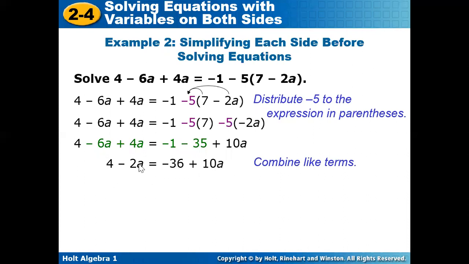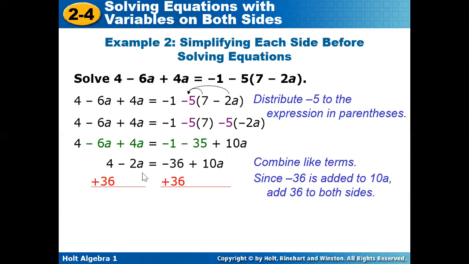We have variables on both sides. So we are going to collect. You can move the non-variable term first, or you can move the variable term first. It's whatever you're comfortable with or whatever just works for you. So we're subtracting 36 over here. So we're going to add 36 to both sides. These cancel out. 4 plus 36 is equal to 40. We did not do anything to the -2a, and we did not do anything to the 10a.